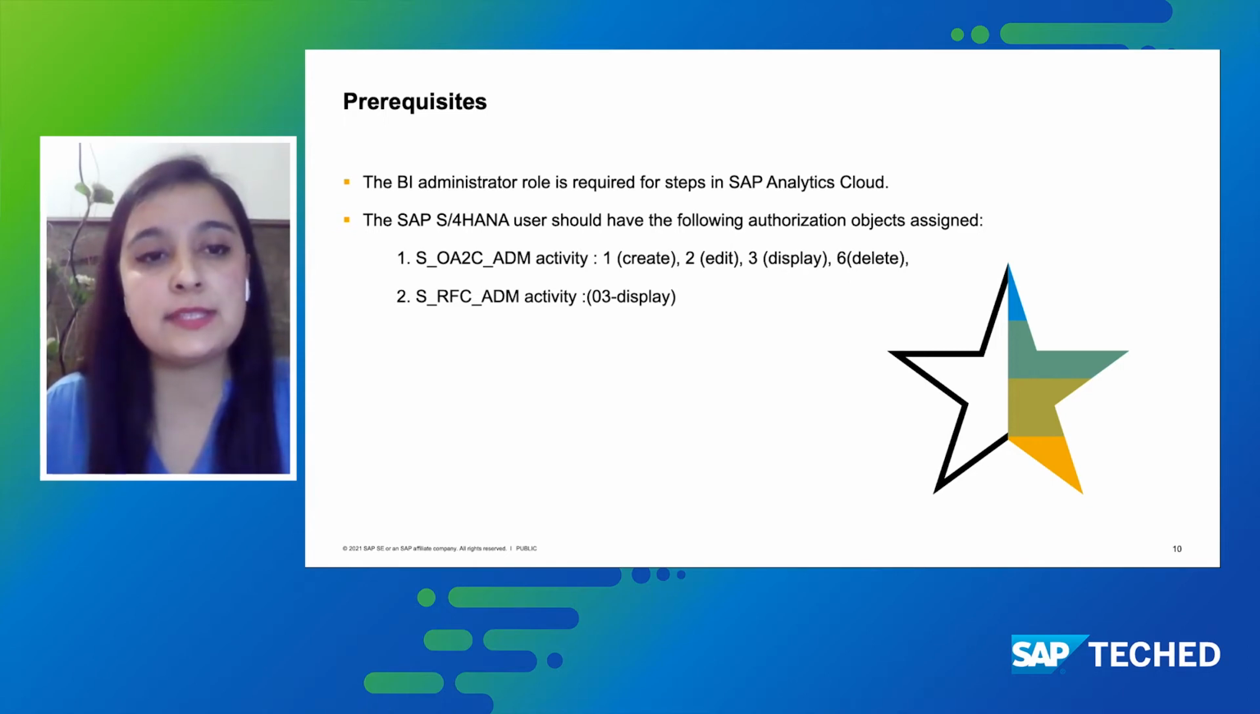So the first prerequisite is that a BI administrator role is required for the steps in your SAC tenant. The second prerequisite is for your S/4HANA user, which should have the following authorization objects assigned. The first authorization object is S_OA2C_ADMIN, and the activity required is create, edit, display, and delete. And the second authorization object is S_RFC_ADMIN, and the activity required for this object is display.